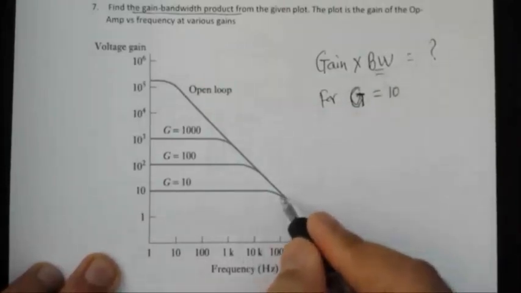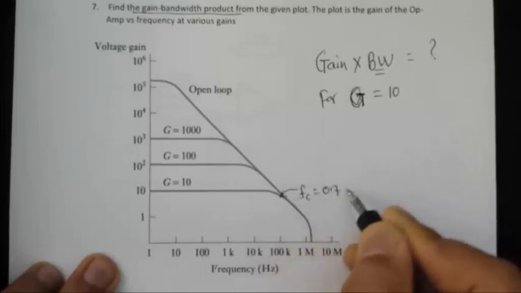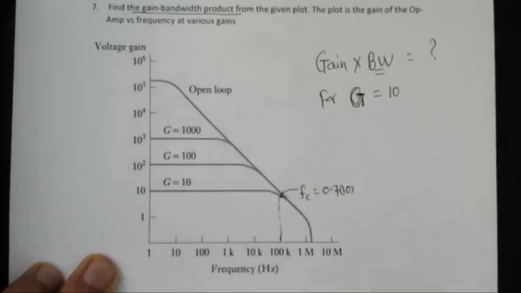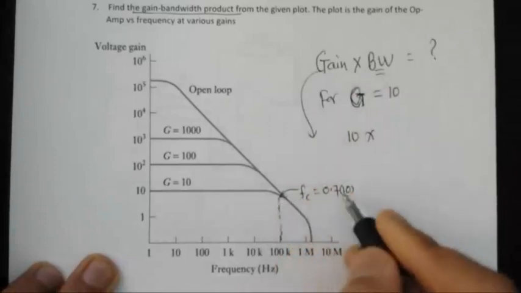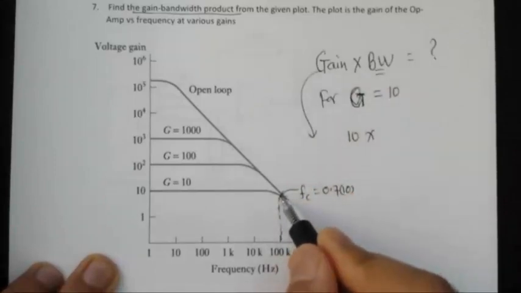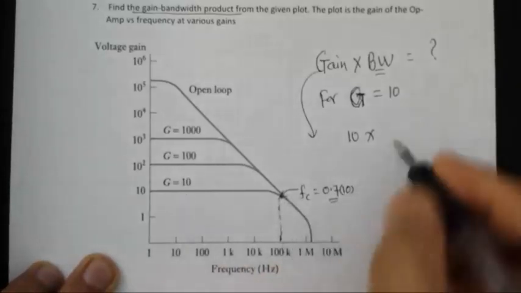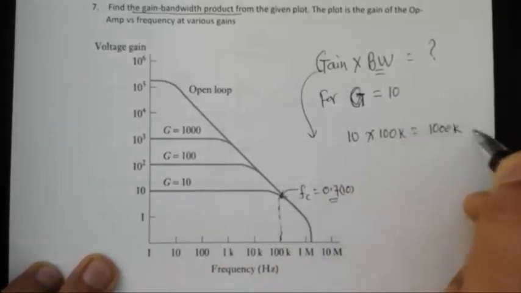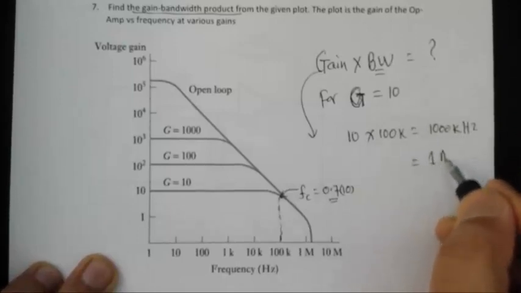Bandwidth is where the initial gain has dropped to 70%. So FC is at 0.7 times 10, somewhere here. Then the gain bandwidth product is 10 times the bandwidth, which you have to figure out from this curve, where the initial gain drops to 70% of the initial gain, about 100k. So the gain bandwidth product is about 1000 kilohertz, which is 1 megahertz. That's it.